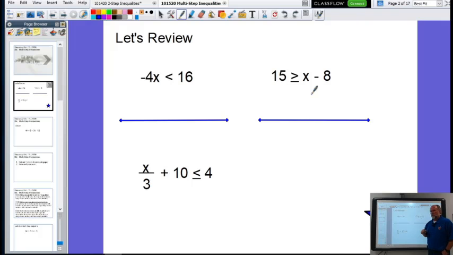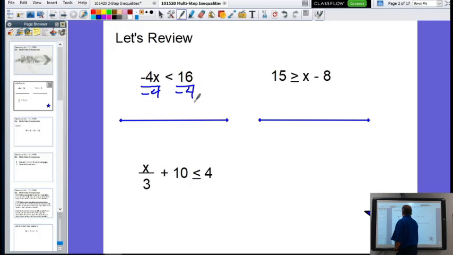But in that first one, I've also asked you to look at your coefficient. In this particular one, the coefficient is a -4. If that coefficient is negative, we need to remember that our inequality is going to flip. So in this first one, I'm going to divide by -4, and then divide by -4 on the other side. So we end up with x, and then 16 divided by -4 gives me -4. But because I'm dividing through by a negative, the inequality is going to flip. So instead of being less than, it changes to a greater than.